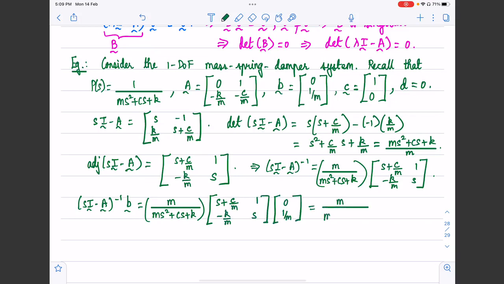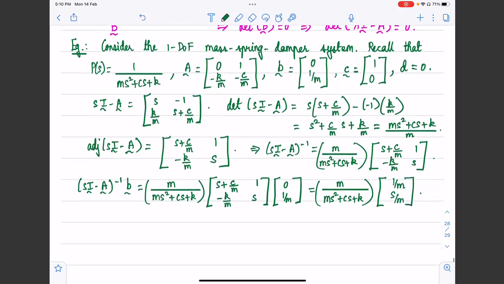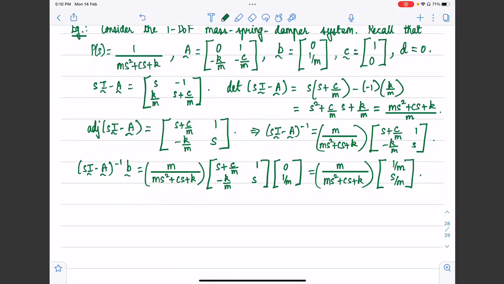Okay, and if I simplify this matrix vector product, what am I going to get? First term will be the same, right? Then this will become a vector, right? So S plus C by M times 0 plus 1 times 1 by M. So the first element will become 1 by M. And the second row multiplying the column vector will result in minus K by M times 0, which is 0, and then S times 1 by M, I will get S by M. Okay, so this is what we have.